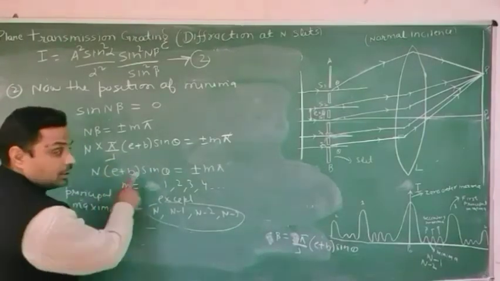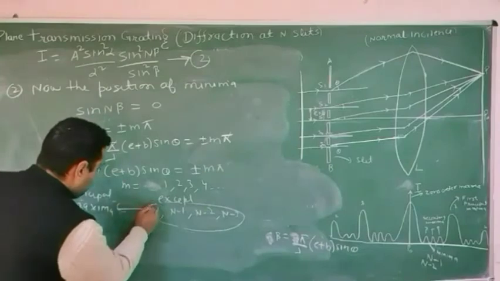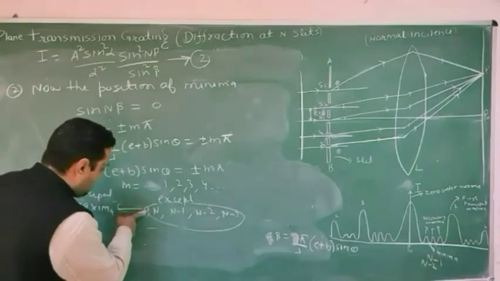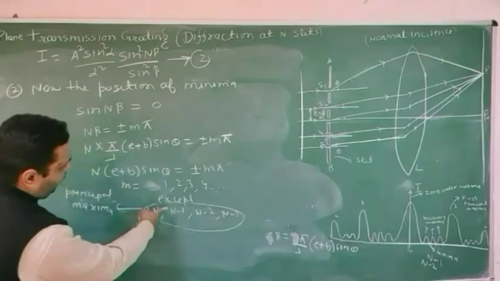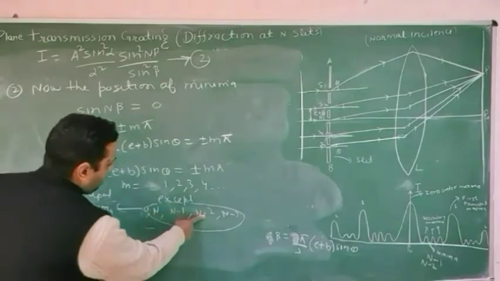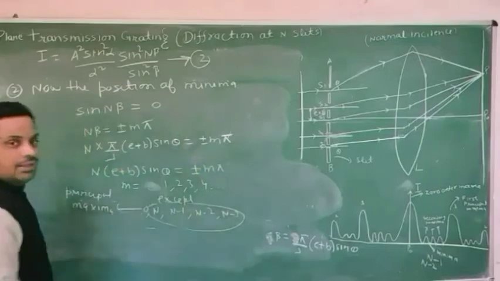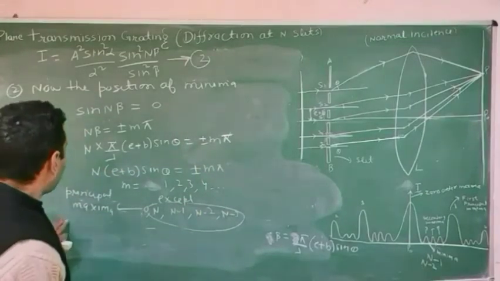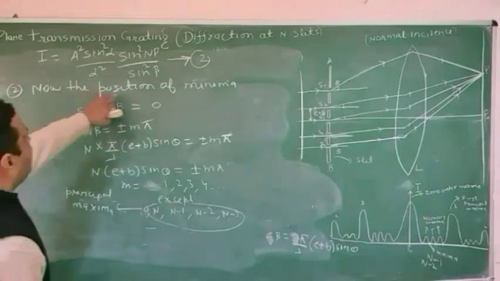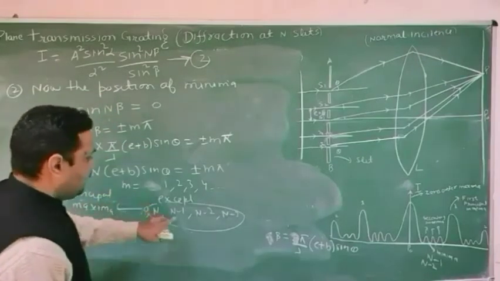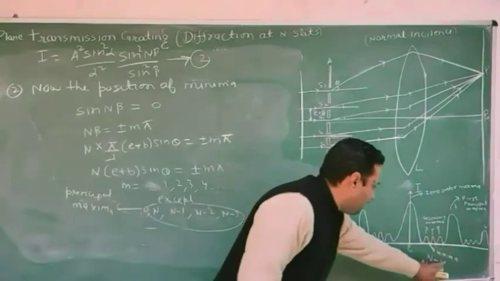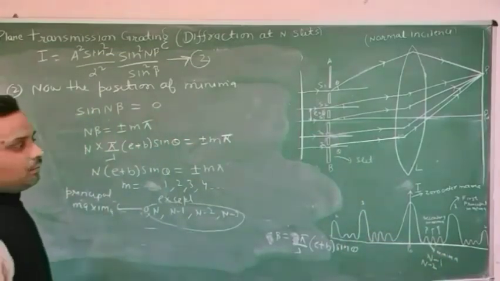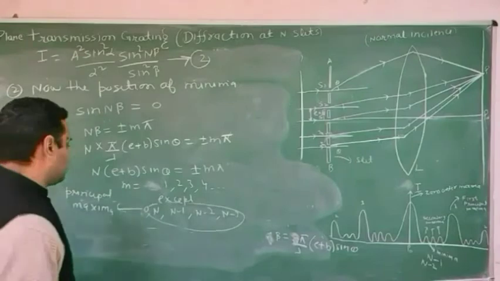So m is 0, that is the condition of the central maxima, or you can say the 0th order maxima, first order maxima, second order maxima, third order maxima, fourth order principal maxima. Understand? So this is the condition of the minima, meaning there will be n minus 1 minima in between the 0 and the first principal maximum.